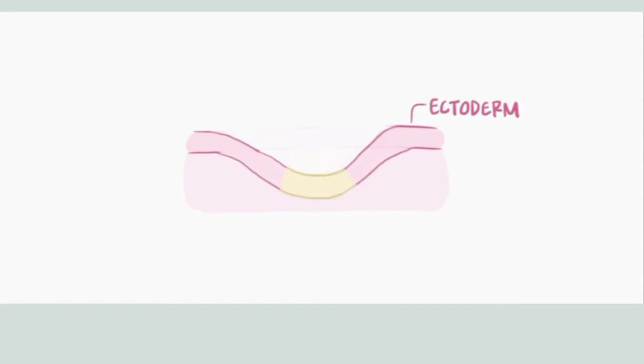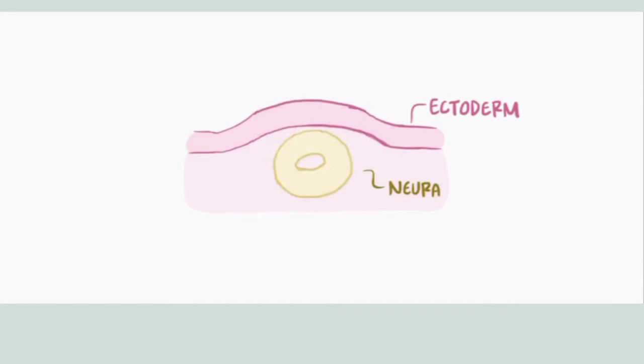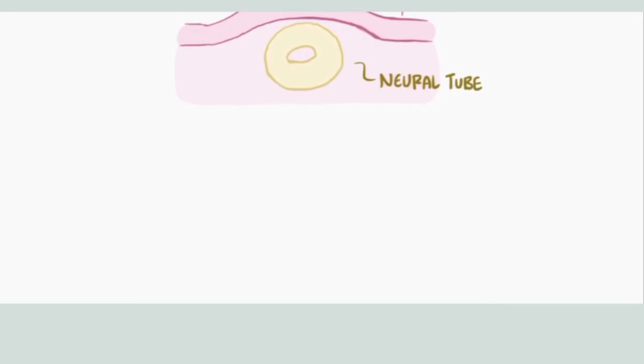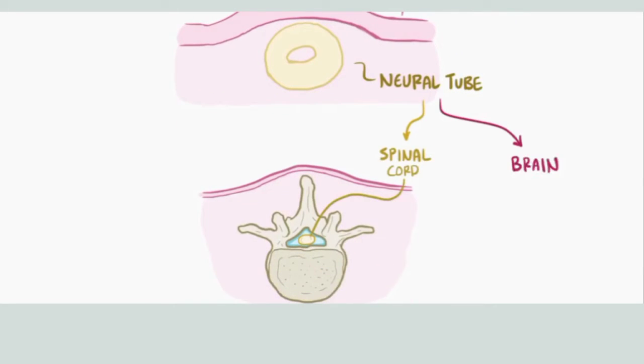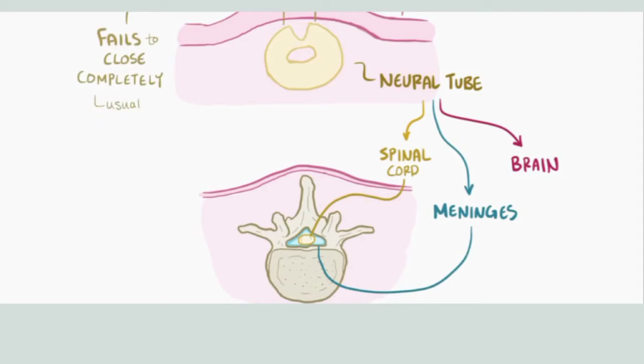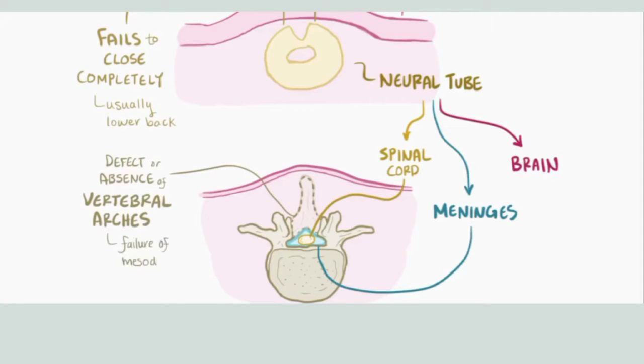Very early on in fetal development, the ectoderm, which is the outer layer of the fertilized egg, starts to develop a bit of a ridge that eventually becomes the neural tube. This neural tube goes on to become the spinal cord, the brain, as well as tissues that enclose and protect them, called the meninges. Spina bifida occurs when a portion of this neural tube fails to close properly, typically in the lower back. This constitutes a defect or absence of the vertebral arches due to a failure of mesoderm to organize over the region of the defect, and it may or may not involve the underlying meninges and neural tissue.